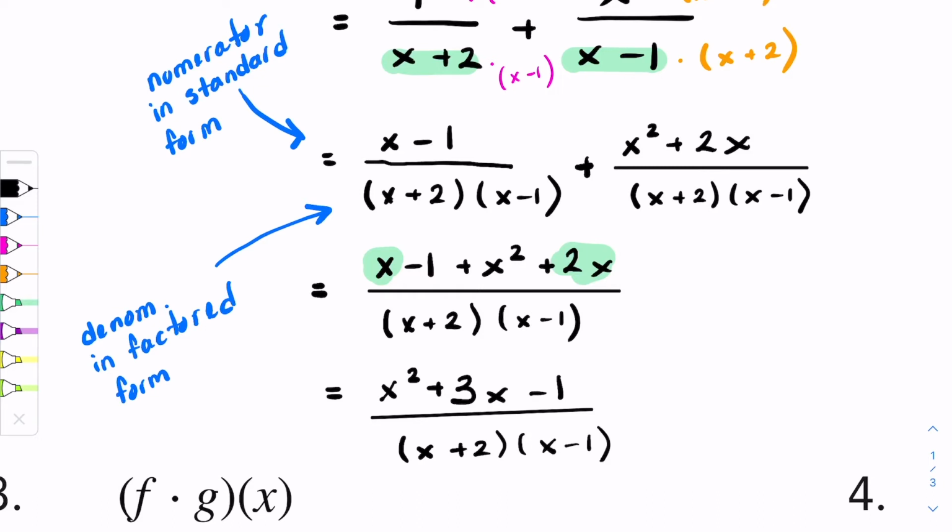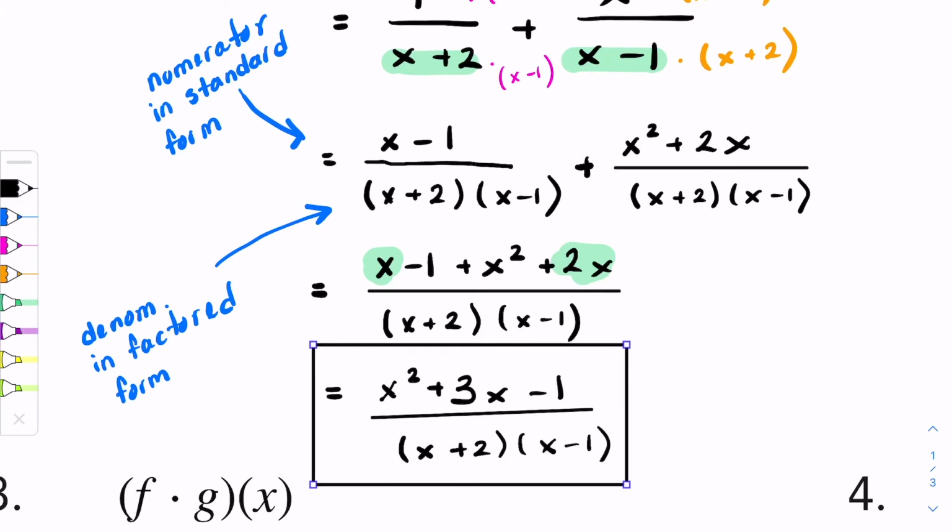And now you have to think to yourself, can I factor this numerator? So are there two factors that multiply to equal -1 and the same two factors that add to equal 3? And the answer to that would be no. This cannot be factored. So we can leave that in standard form, giving us this as our final answer. If by chance you could factor that numerator, then you need to do that and you need to cancel any common terms you have.